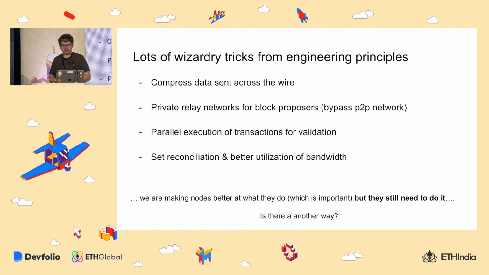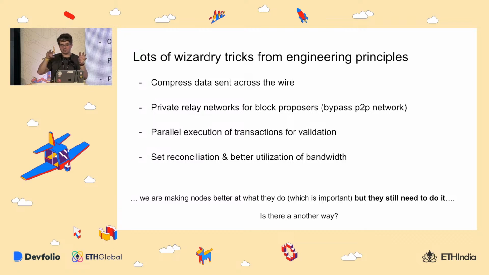And there's lots of widgetry tricks we can do to bring this down. Lots of widgetry tricks from engineering. You can compress data over the wire. Maybe you have a private relay network. Bitcoin had that for a very long time, where you bypass a peer-to-peer network completely and the blocks are sent directly to the miners. Maybe a parallel execution.